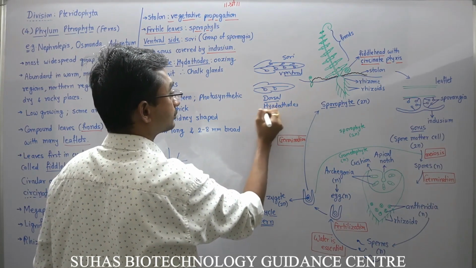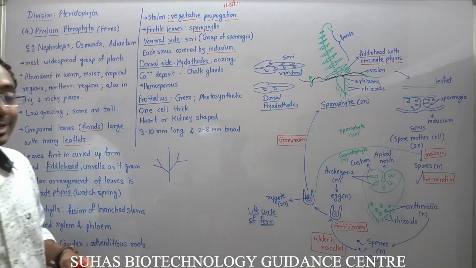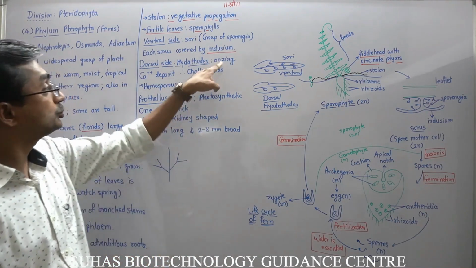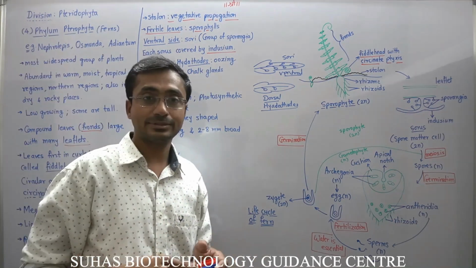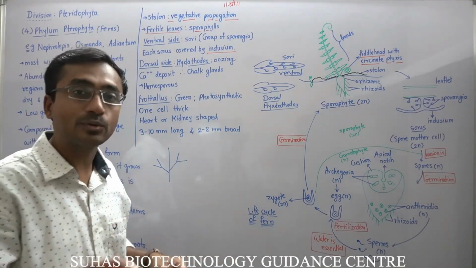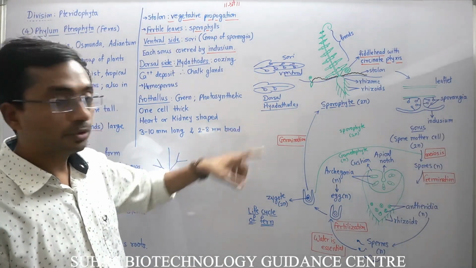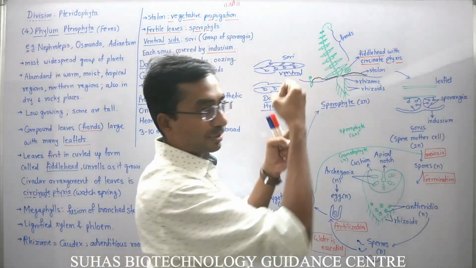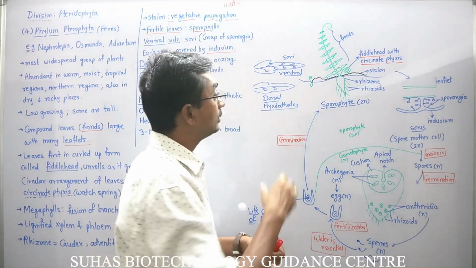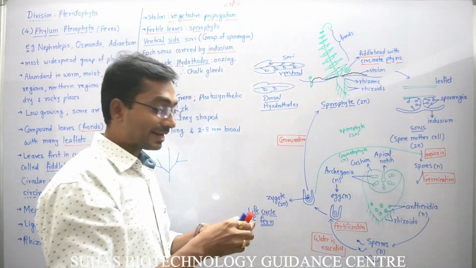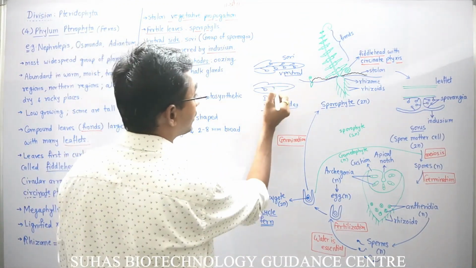Okay, now these hydathodes are for oozing of water droplets. So directly the water droplets are oozed out from the hydathodes. Whatever water they are absorbing, because they are moisture loving plants, the excess water is directly oozed out from the hydathodes.